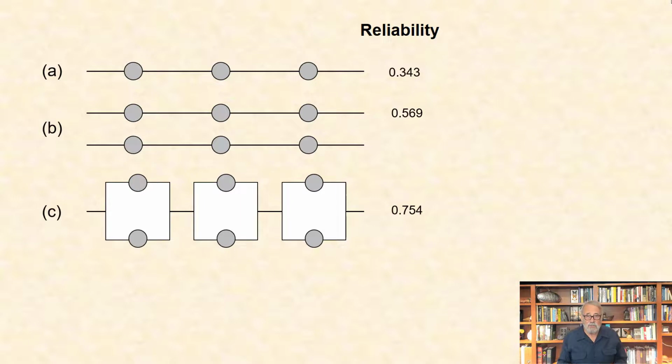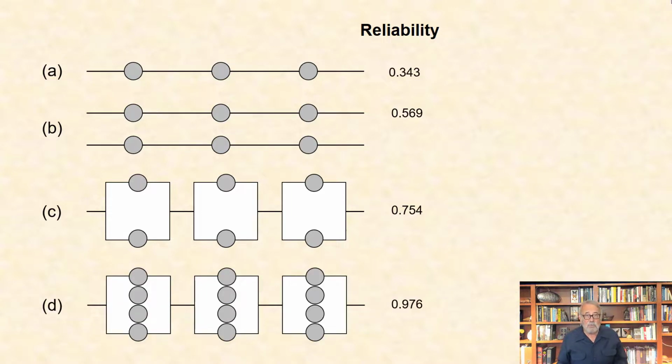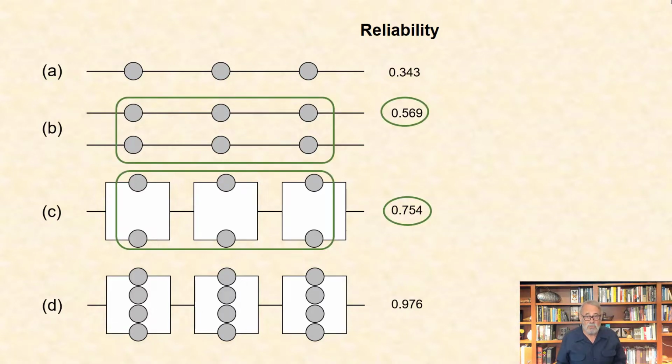C, a parallel system with a redundancy of 2 with a reliability of 0.754. And D, a parallel system with redundancy of 4 with a reliability of 0.976. Two additional points. First, note that there is the same number of components in these two systems, but the reliability is increased from 0.6 to 0.75 by arranging the components in parallel rather than as two series systems.